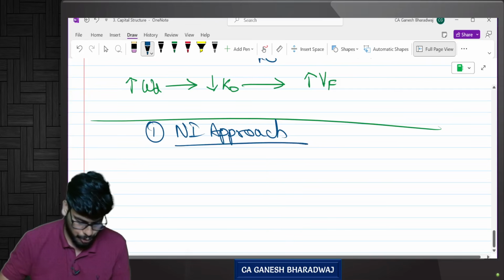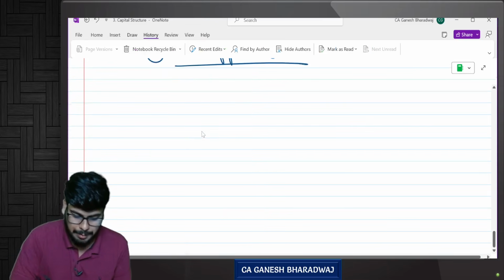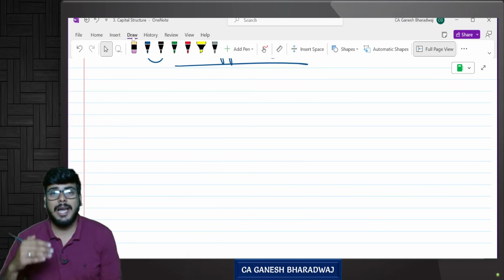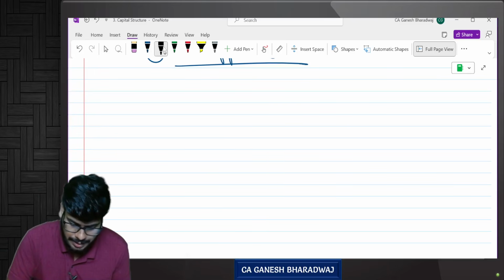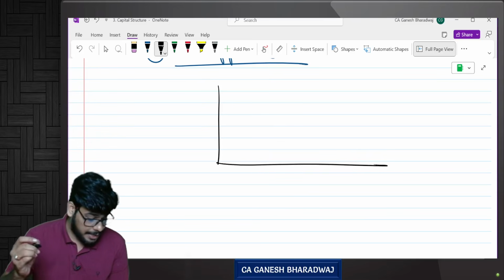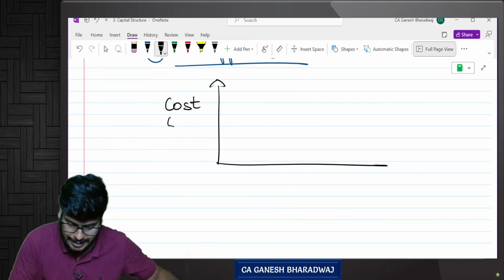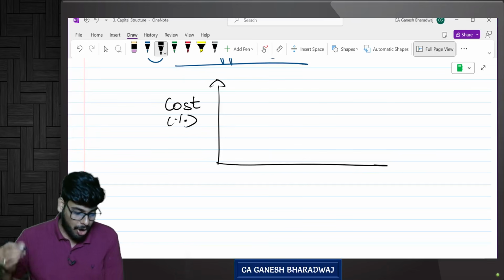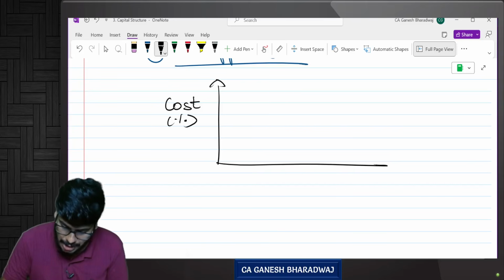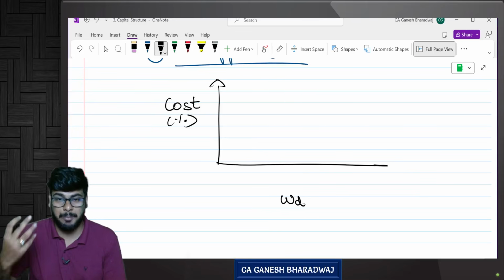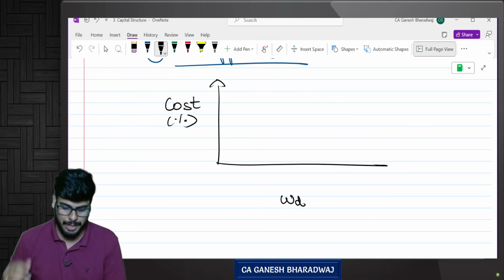Net income approach. Now always remember, in a graph you will have an x-axis and a y-axis. Yes, obviously you guys know that. Now on the y-axis you have cost as a percentage, right? And on the x-axis you have the weight of debt, that is the proportion of debt in the capital structure. Are you clear with this?